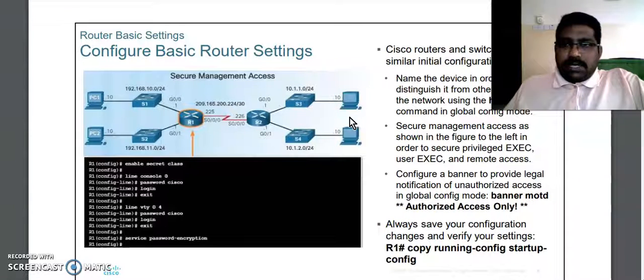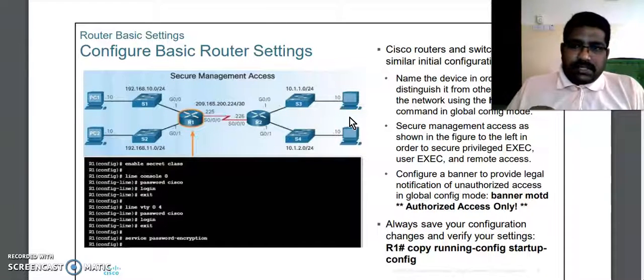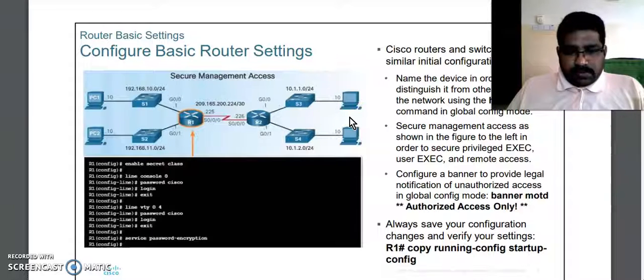Next thing is basic router settings. In the router IOS, we have user EXEC mode, privilege EXEC mode, global configuration mode, specific configuration mode, line mode, and then interface mode. Now we have to protect these modes by using a password. First we will see how to secure the user EXEC mode.